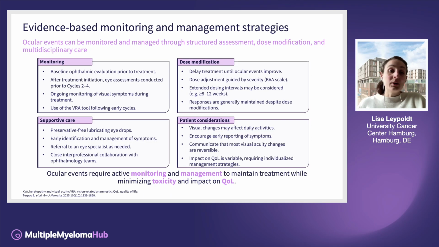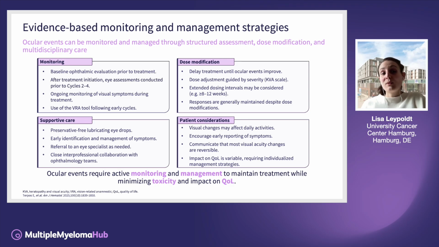But what can you do, or what should you do? If you look at what evidence we have for monitoring and managing those ocular events, the first thing that's very important is actually monitoring. You need to assess the baseline eye function and ophthalmologic conditions, and also do this prior to each dosing in cycles 2 to 4.